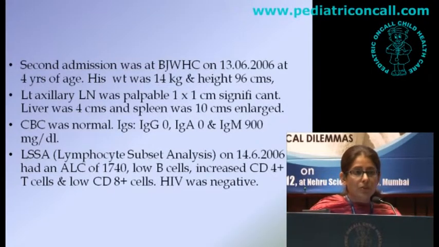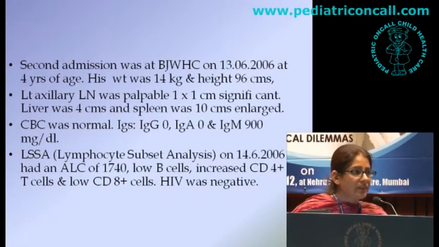On second admission in June 2006, 5 months after the first admission, the weight was 14, height was 96. There was a left axillary lymph node 1 by 1 centimeter. Liver and spleen had regressed from the previous admission this time. The child's immunoglobulin showed 0 levels of IgG and IgA, and IgM of 900 milligrams per dL. Lymphocyte subset analysis showed an ALC of 1740, B cells were low. CD4 cells had increased, the CD8 cells were low, and HIV was negative.